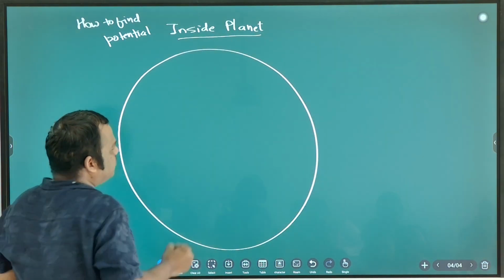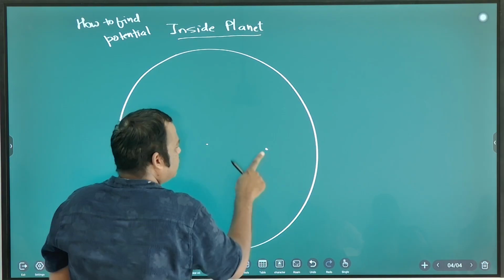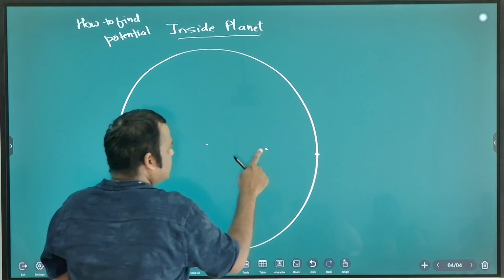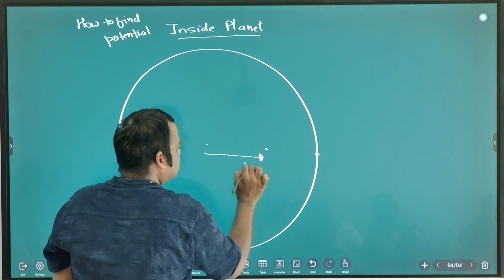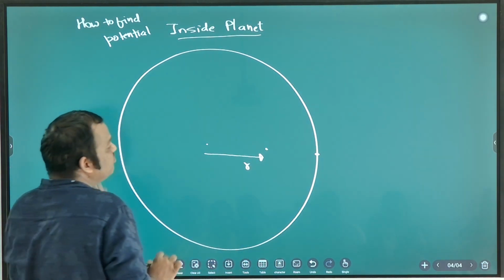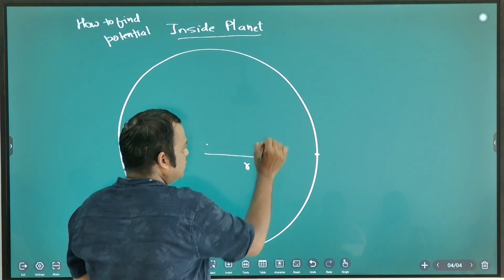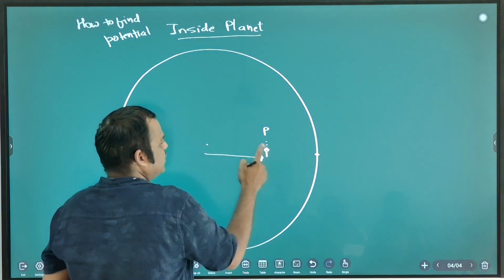So this is the planet. This is the center, this is the surface, and I am talking about this point. The distance of this point from the center is r. Suppose this point is P.